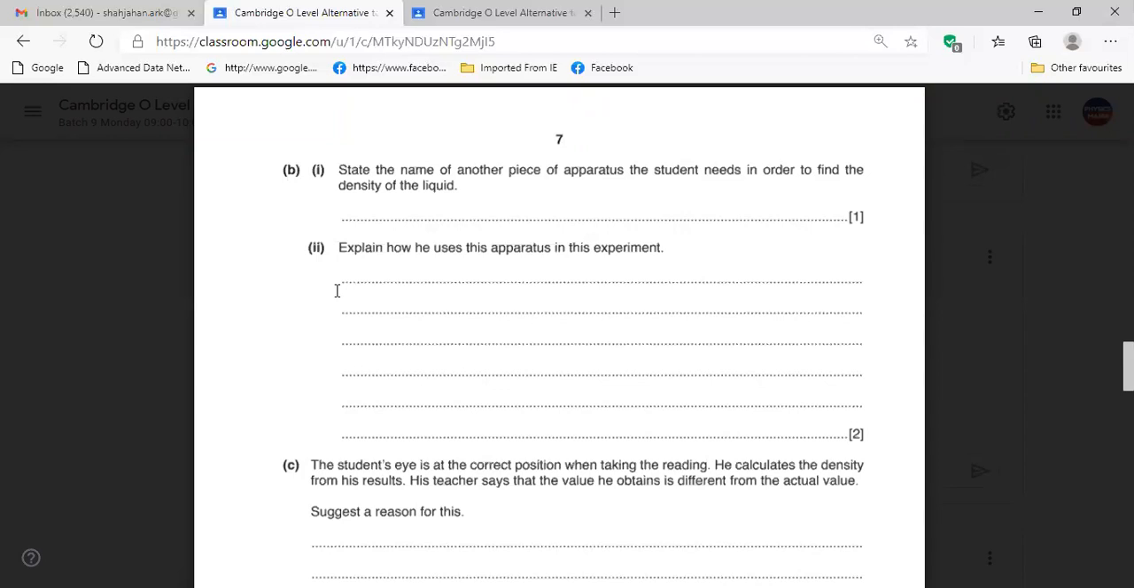Sir, I have written. Yeah, what have you written? Tell me. Measure the mass of beaker with water M1. Take the mass of only the beaker, keeping the water in the measuring cylinder, M2. Then find the difference M1 minus M2 to get the mass of water.